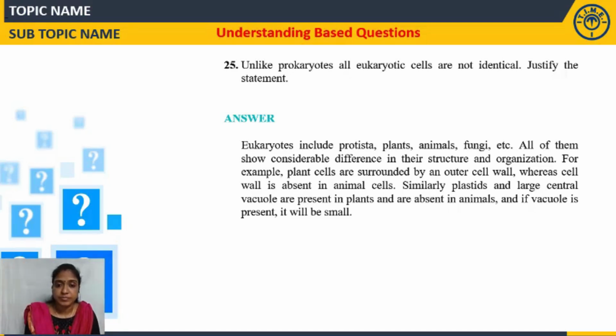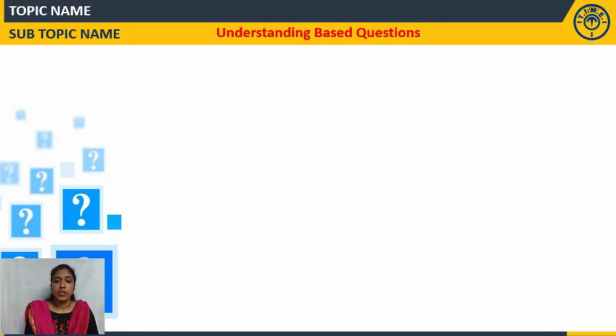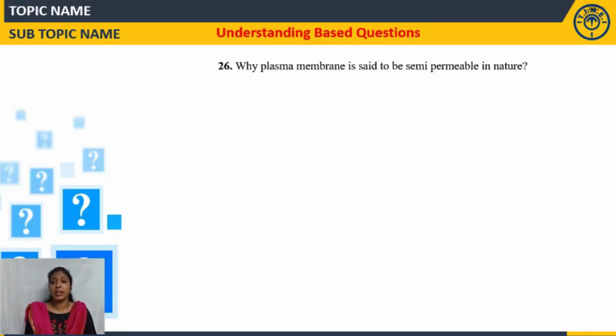Then moving on to question number 26: Why is the plasma membrane said to be a semi-permeable membrane? The important point is that the plasma membrane is semi-permeable; it is not fully permeable. The meaning of the word semi is half. Half permeable means it will not allow all the materials to pass in and out of the cell.